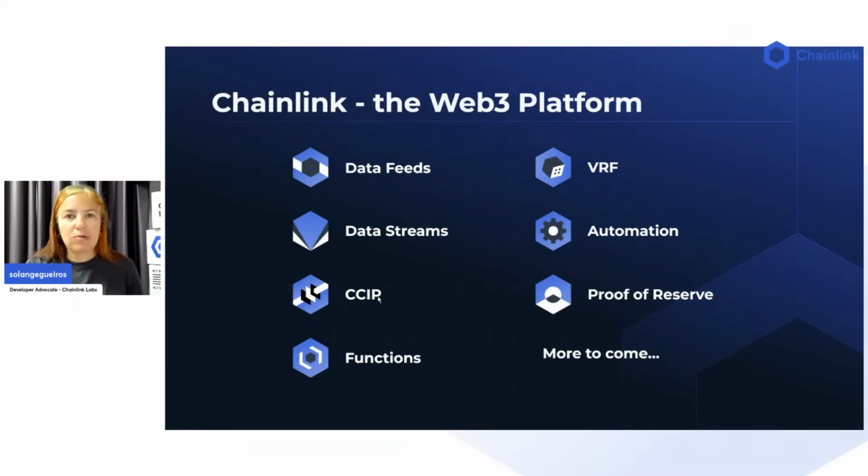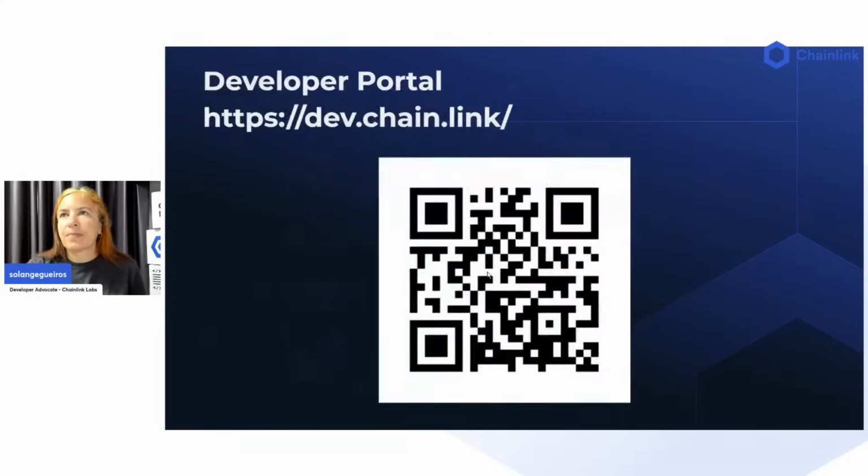Today we're starting to talk about CCIP. We have 2 sessions related to CCIP. We have one session related to functions, another VRF, automation, and also I will present proof of reserve in the last session. And this is an overview of everything that you can do using Chainlink. And today I'd like to introduce you our developer portal. So go to dev.chain.link because you can see by product more than only the documentation.